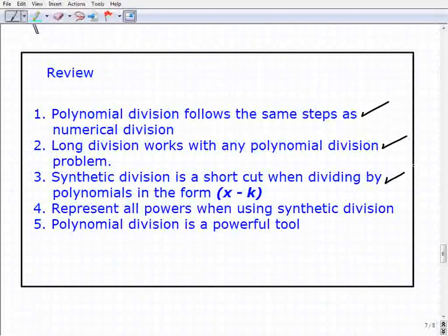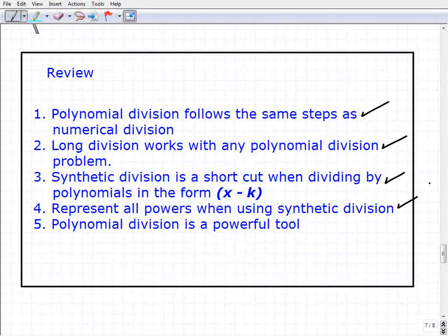When you're doing that, if you have a missing power, as we saw in that previous problem, you're going to have to put in a 0 for that missing power when you use synthetic division. And last but not least, polynomial division is very powerful. So make sure you master this, and you'll appreciate it later.